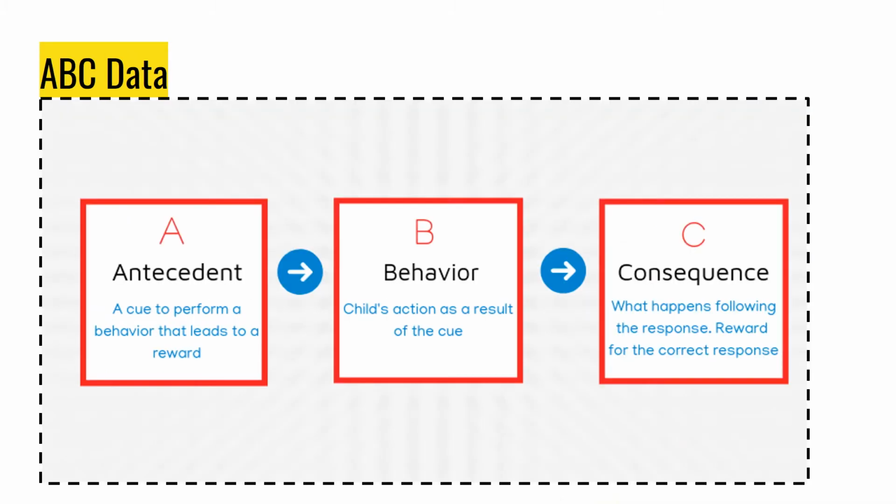We are also going to discuss ABC data. ABC stands for antecedent, behavior, consequence. Antecedent is what occurs before a behavior. Behavior is the action that takes place, and consequence is what happens following a behavior. We use ABC data to record observed behaviors, and it helps give us more information regarding the environment and target behavior.